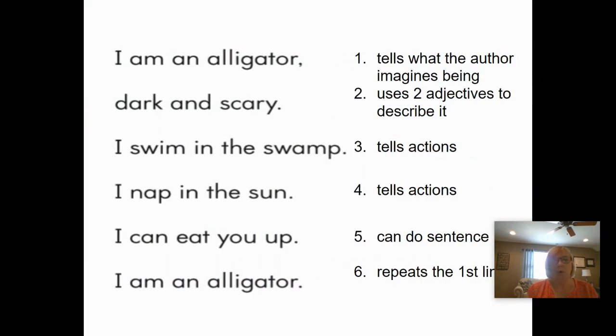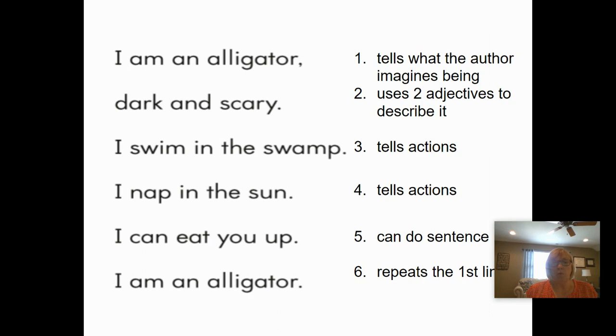Now, line number 1, I am an alligator, tells what the author imagines being. And there's the comma. Then the second line, dark and scary, which were the purple words in the other page, uses adjectives to describe what the author imagines being. So the first and second line is one sentence. The first line has a comma, and the last line finishes that sentence and then puts the period.